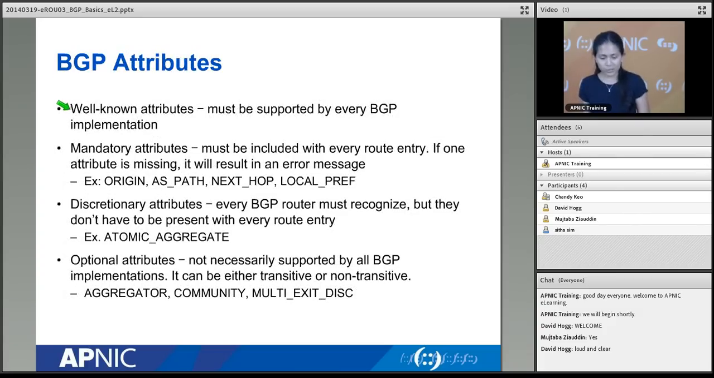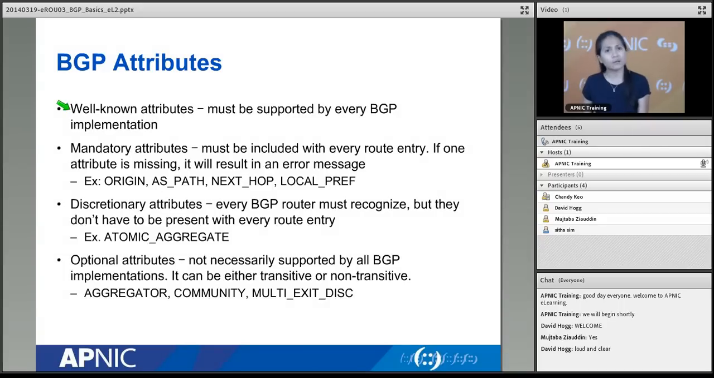Now, BGP attributes. We said that the core functionality of BGP is to exchange routing information, right? Now, there are some properties that help define the best path among the many possible values that it receives. So routes that are learned via BGP have associated properties. These are used to determine the best route to a destination.